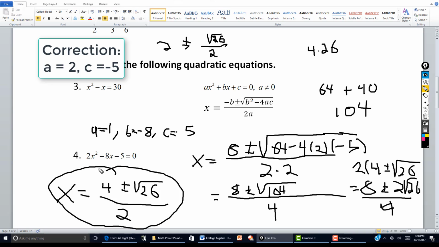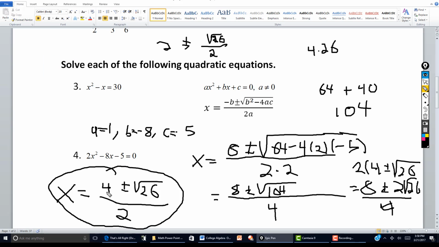Now, should they want a decimal approximation, then you can use your calculator and compute the square root of 26 and add it to 4 and subtract it from 4 and then divide by 2 and you get an approximation. Okay. So again, if I'm going too fast, please pause the video and check it out again.